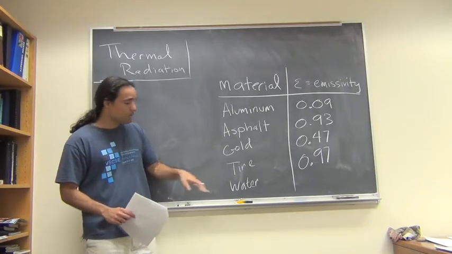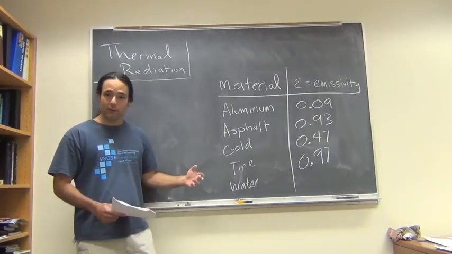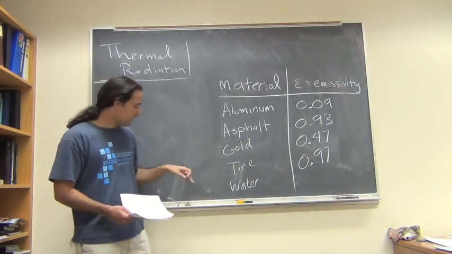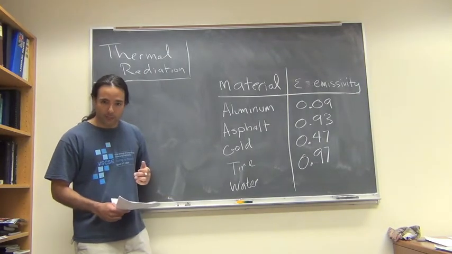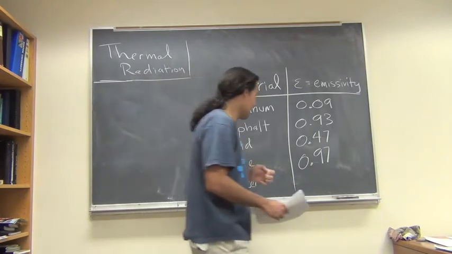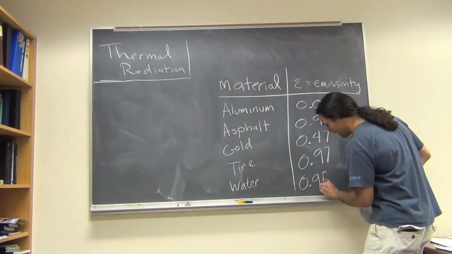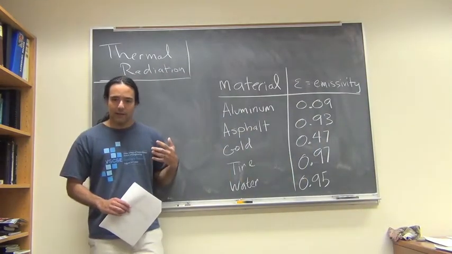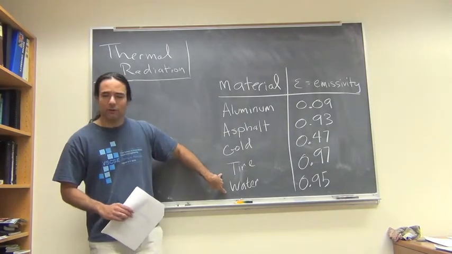Now water is very, very clear. You can see through it, at least to a certain degree. If you're underwater and you're not too deep, you can see light. Is water a good black body? Well, it turns out water is actually a pretty good black body. So its emissivity is about 0.95. Now I told you, a black body is something that emits and absorbs all radiation, and we're saying that water is pretty close to that.